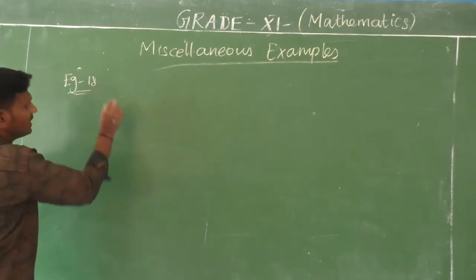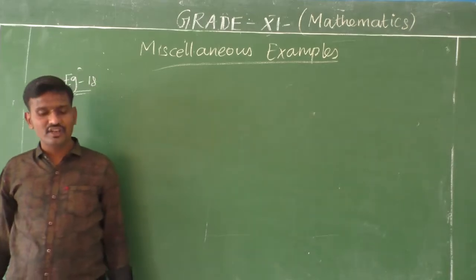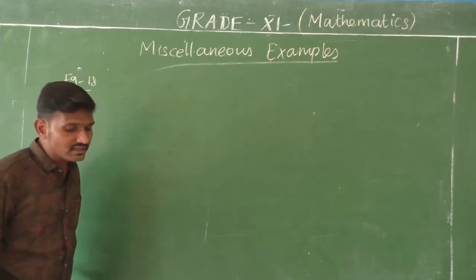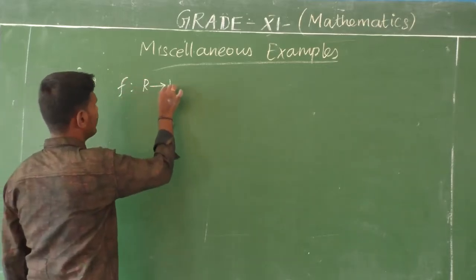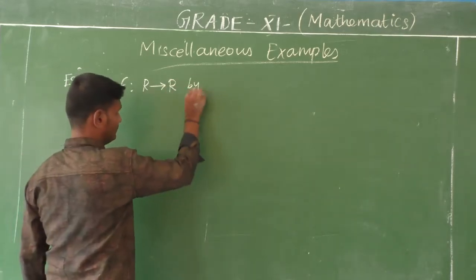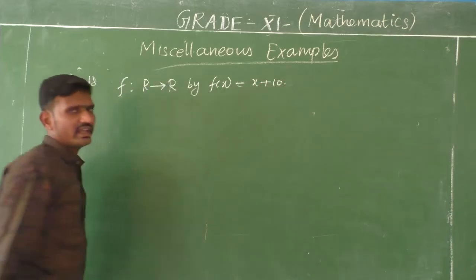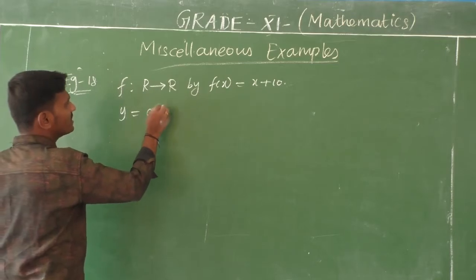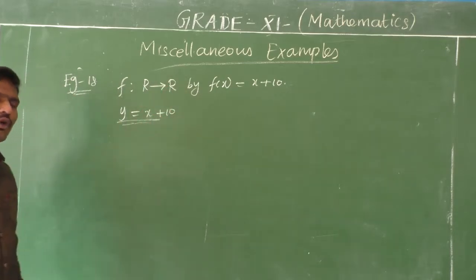Example question 18. So what is in your given question? Let R be the set of real numbers and define the function f from R to R, real numbers to real numbers, and it is given by f of x equal to x plus 10. Okay, f of x equal to x plus 10. So for that I am taking y equal to x plus 10.